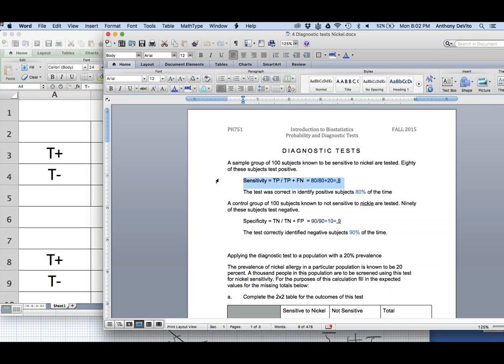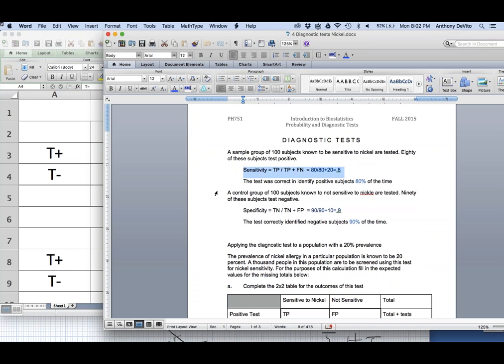In this case, 80 of those 100 people tested positive. All of those people have a nickel allergy. They're all positive for nickel allergies. 80 out of the 100 tested positive. So 80% of the time, it correctly identified people that are allergic to nickel. That's called the sensitivity of the test. If it had gotten 100 out of 100, the sensitivity of the test would be 100%. If it had gotten only half of them, the sensitivity of the test would be 50%. That makes sense to everybody? Okay. So that's called the sensitivity.